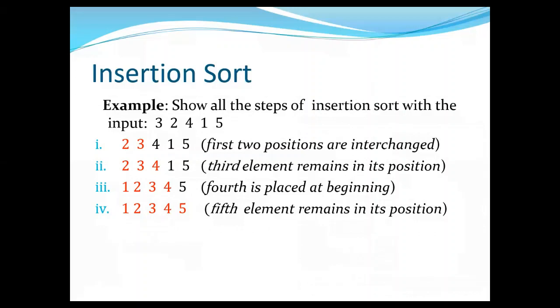Next, we find the correct place for the fourth element, which is 1, among the already sorted 2, 3, 4. Because 1 is less than 2, we insert 1 before 2. So now we have the list 1, 2, 3, 4, 5. Finally, we insert 5 in the correct position by successively comparing it to 4. Because 5 is greater than 4, it stays in its position. And that's the last step for insertion sort.